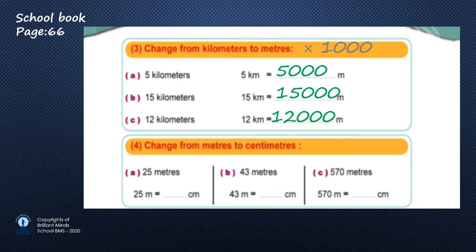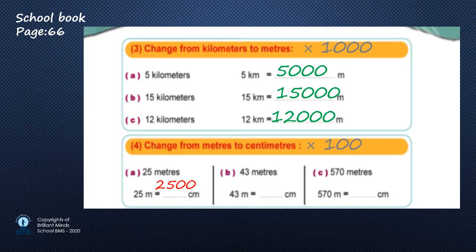Okay, let's go to question number 4. Change from meters to centimeters. That means we multiply by 100 because we move from big to small. How many zeros are we going to drop? 2 zeros, super. So, number A, 25 meters. Multiply by 100. We drop 2 zeros and multiply 25 times 1 equals 25. So the answer, 2500.